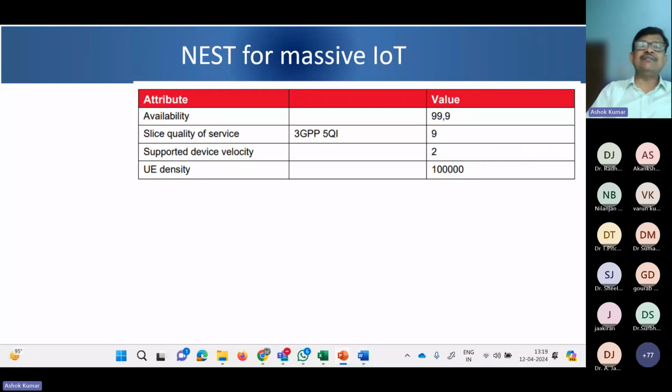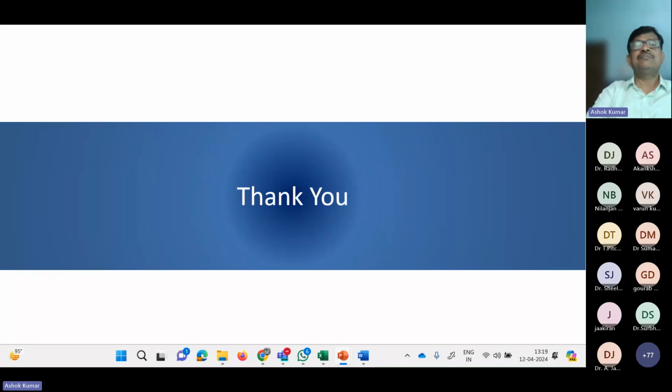Another example is massive IoT. For massive IoT, my availability requirement is simple, 3.9 only. 5QI is 9, which gives the parameters. And velocity here, I'm talking about very low velocity of 2 km/h, if at all it is there. Or the UV density is higher, right? This is 1,100,000. So these are different templates which have been created by GSMA. With this, I finish my presentation.